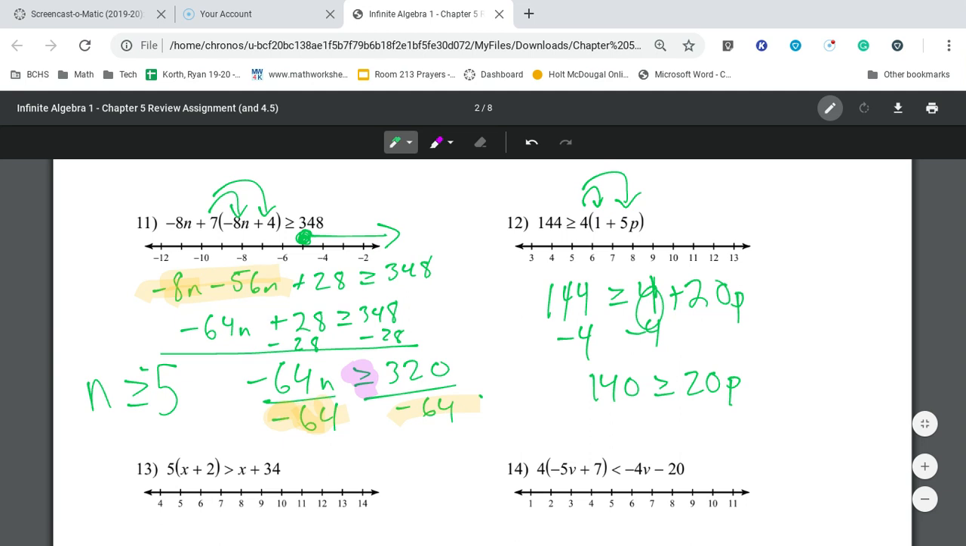So we have 140 greater than or equal to 20 times p. Undo multiplication with division. So 7 is greater than or equal to p. We want to flip that around, which is going to cause our inequality to change around as well. Hey, look, my answer actually fits on the graph this time. And we're going left.